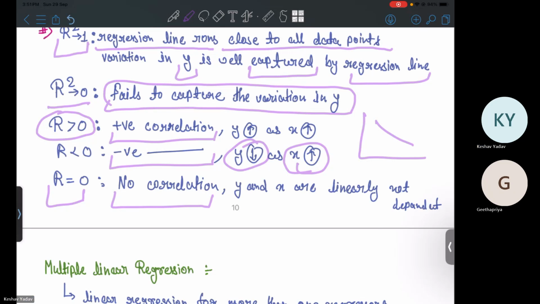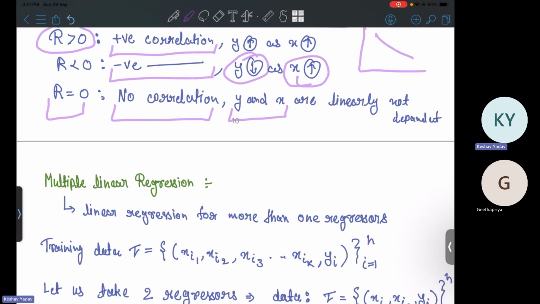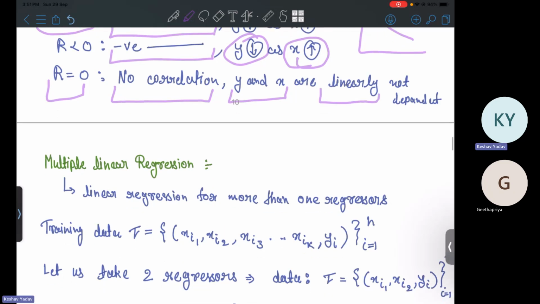If R is equal to 0, there is no correlation between the data. Means what? This X and Y are not linearly dependent. The assumption that we had, that X and Y are linearly dependent, so that we put this linear regression, we had done the linear regression fit, which is not correct. The data is not linearly dependent. Clear?